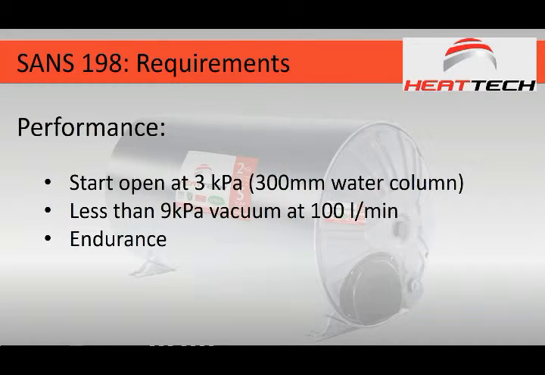Then the last, let's look at the performance requirements of a vacuum breaker. The tests that are done on the vacuum breaker include not only the start to open pressure, in other words, a process where we measure exactly at what pressure or at what vacuum the vacuum breaker starts to open. And it has to open at 3 kPa, which is 300 millimeter water column. Now, that 300 millimeter water column must be very familiar to you. It should ring a bell already somewhere along the line.